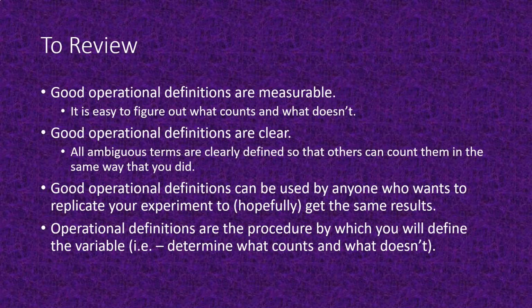Okay, so just to review, good operational definitions are measurable. In other words, it's easy to figure out what counts and what doesn't. All right? Good operational definitions are clear. Your ambiguous terms are clearly defined so that others can count them in the same way that you did. And then good operational definitions can be used by anyone who wants to replicate your experiment to hopefully get the same results, right? That's the whole point of replication, is to see if you get the same results or not. And the only way we can do that is if we have a good operational definition.